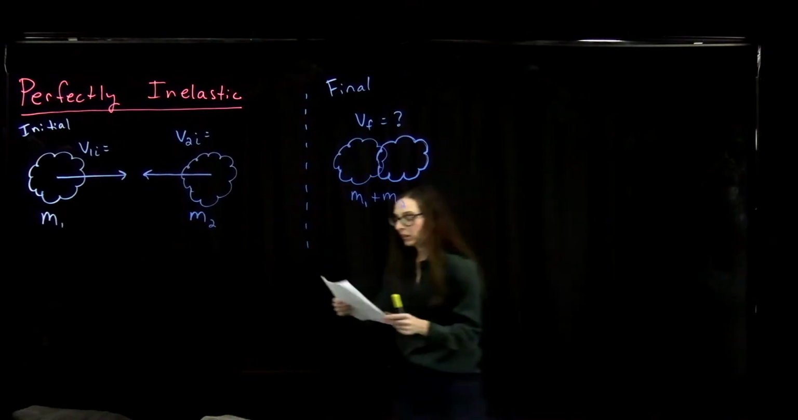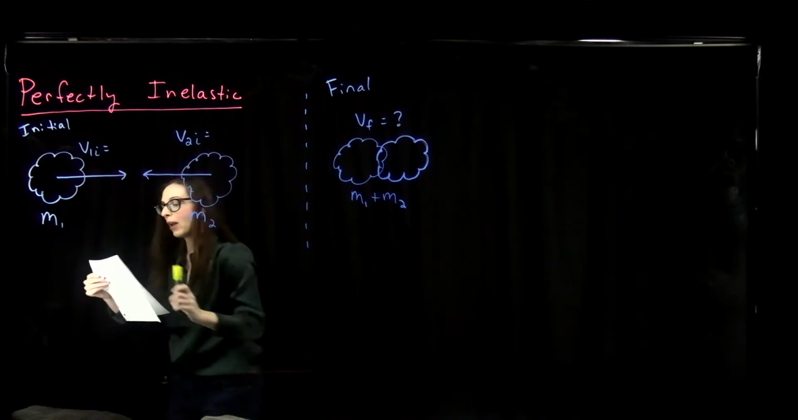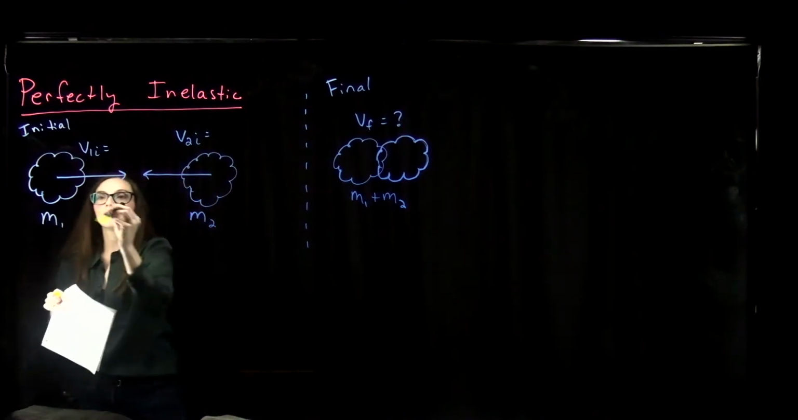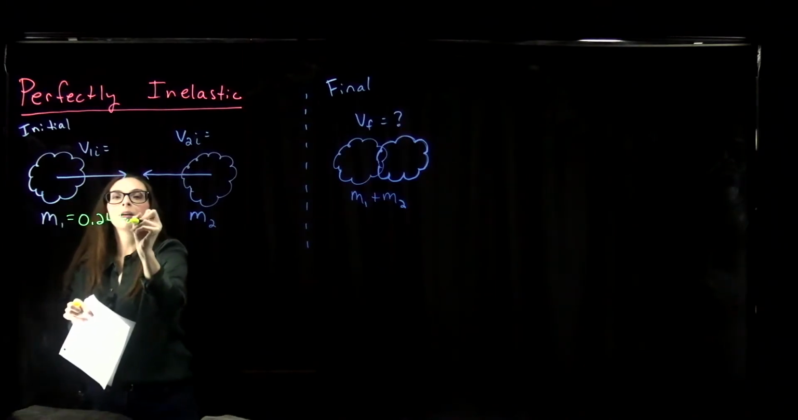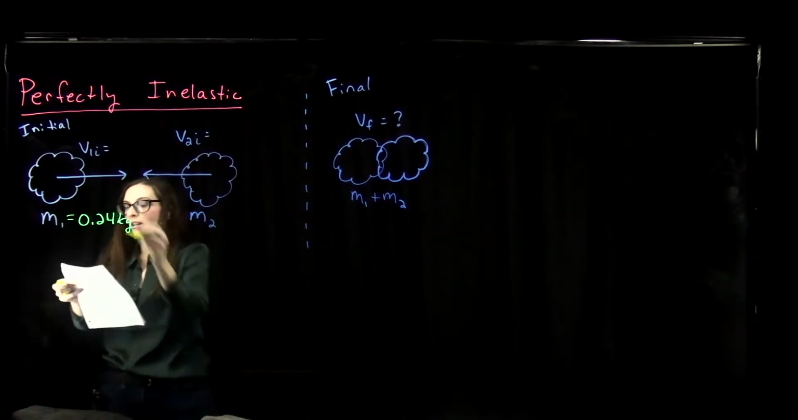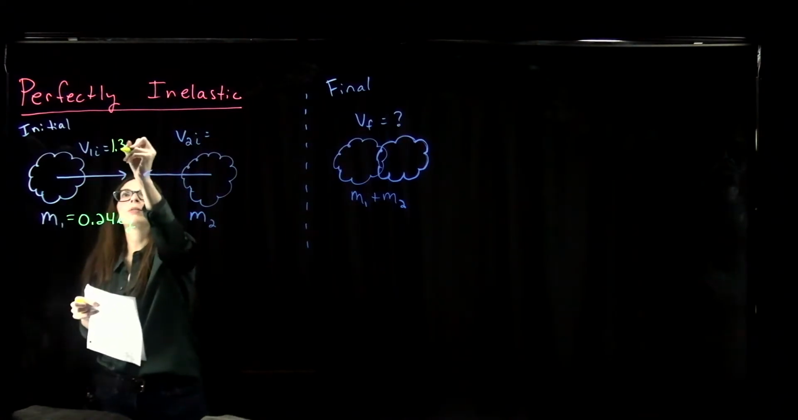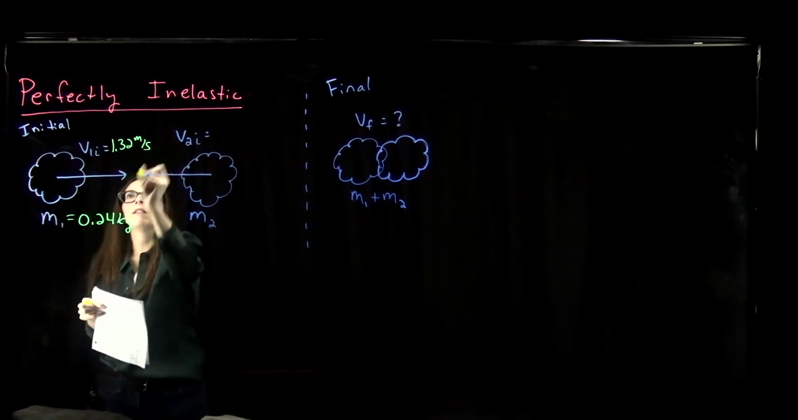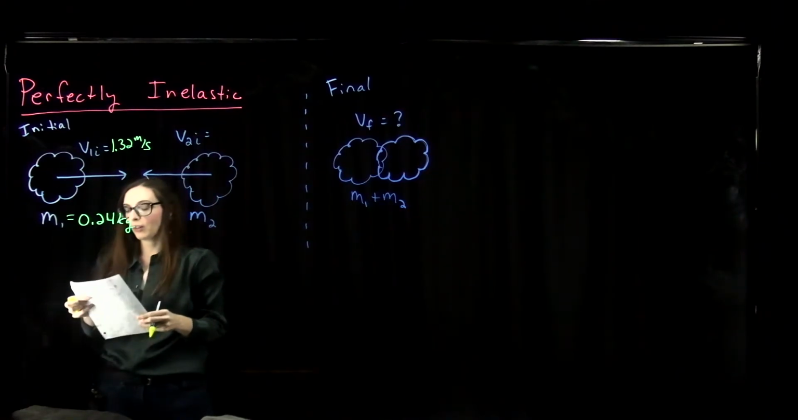So here, a clay ball of mass, let's say that's mass 1, 0.24 kilograms, is moving to the right at a velocity of 1.32 meters per second. I'm going to call that V sub I, initial, the velocity initially of my first ball of clay.